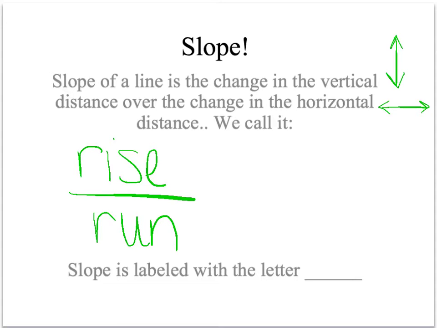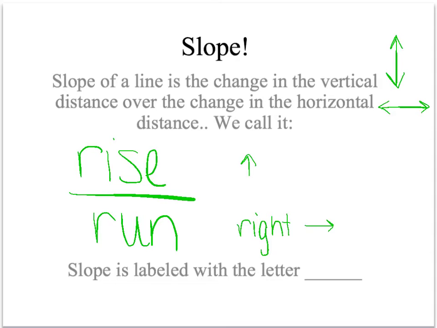And like we said, if you're rising, you're going up. And when you're running, you want to think about running to the right. Okay, so run to the right of your graph. That's not the only way we can do it, but for our purposes right now, we're always going to rise and then we're going to run to the right.